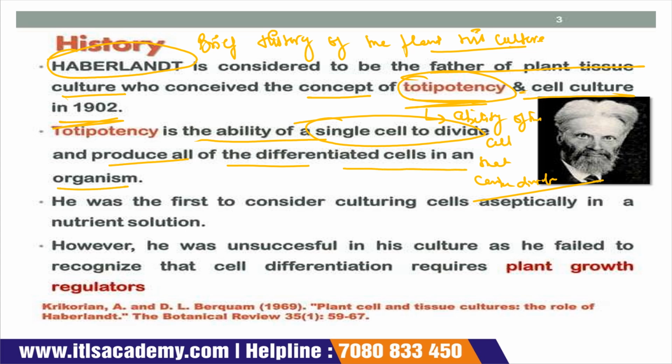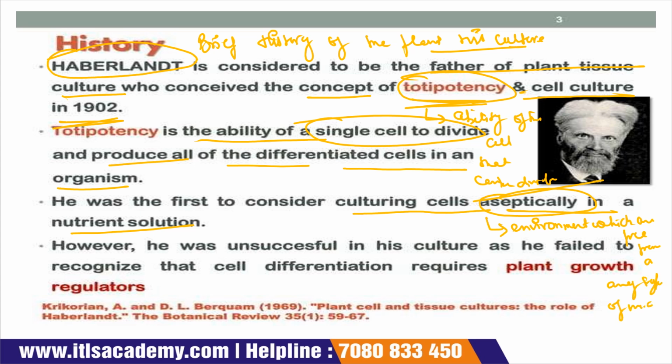Now, Haberlandt was the first who considered culturing cells aseptically in a nutrient solution. Aseptically means in an environment which is free from any type of microorganism. So he's the first one who considered that we can culture plant tissue aseptically inside a nutrient solution.